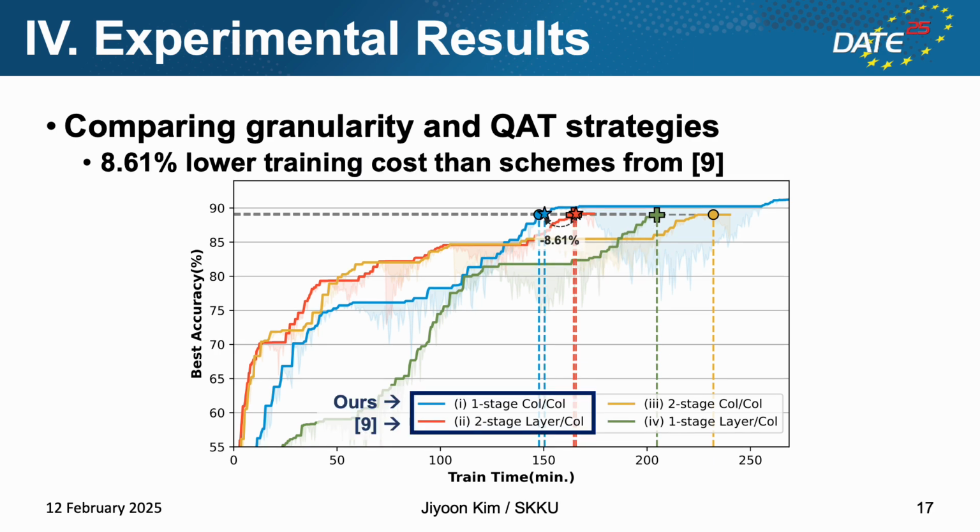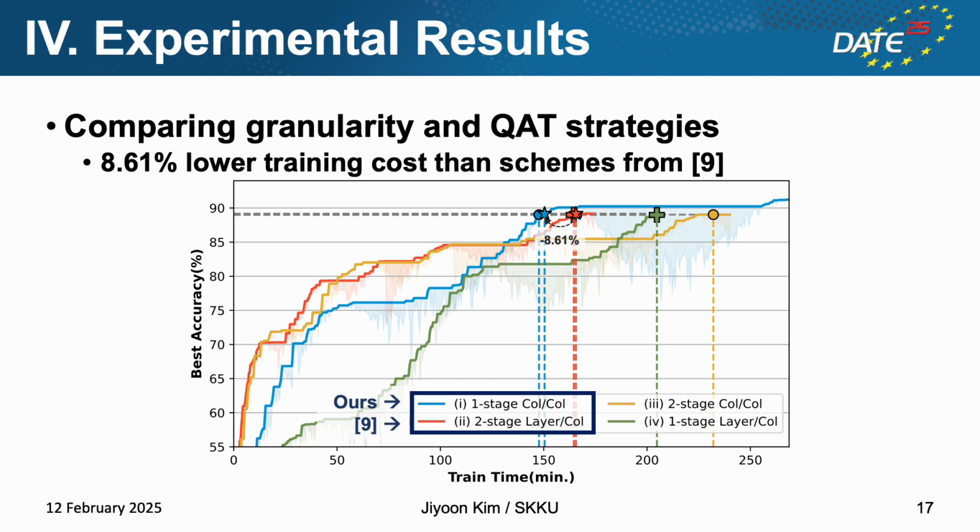To further validate these findings, we conducted a direct comparison between the best performing QAT strategies from the previous slide. The figure presents our method in blue, where one-stage QAT and column-wise weight and partial sum quantization are applied. And the reference 9 strategy is depicted in red, where two-stage QAT and layer-wise weight and column-wise partial sum quantization are used.